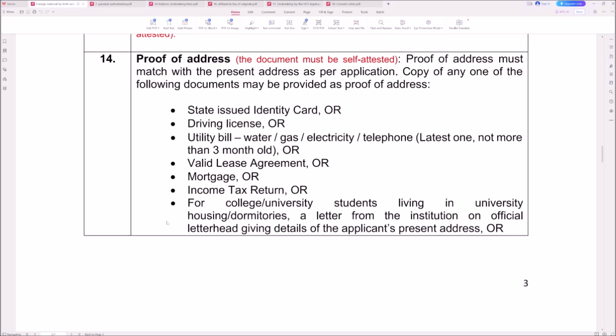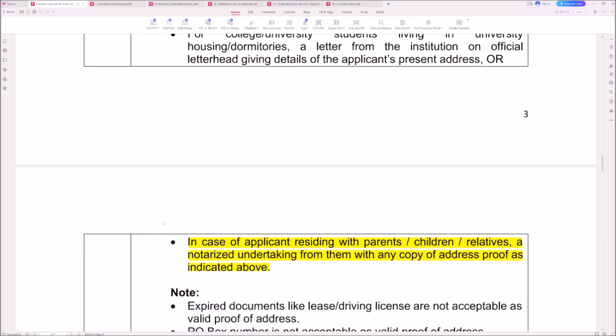Now if the proof of address has both the names of parents, father and mother, then both of them need to sign at the bottom of the photocopy page. If only one name is present, so if it is the father's driving license, then the father needs to sign at the bottom of the driving license copy. So that needs to be done. And after that you need to provide a notarized undertaking.